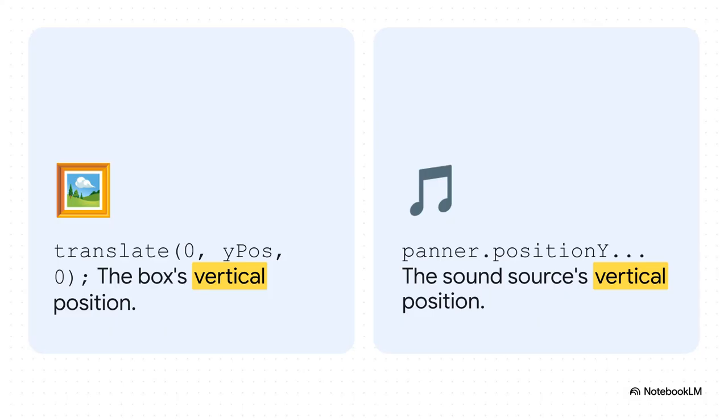But it's not just the pitch. The 3D position of the sound is also tied directly to the box. I mean, look at this. The exact same yPos variable that's being fed into the visual translate function is also being used to set the Y property of the panner node. The box and the sound source are literally physically locked together in space, both controlled by that one single elegant variable.